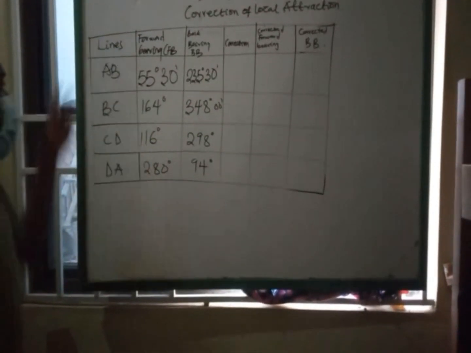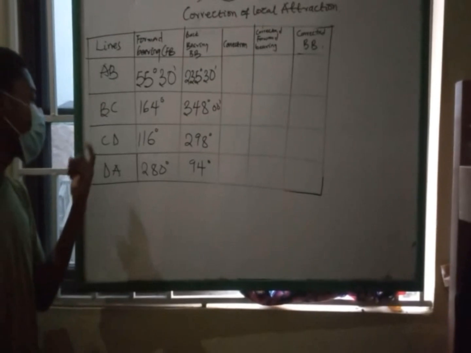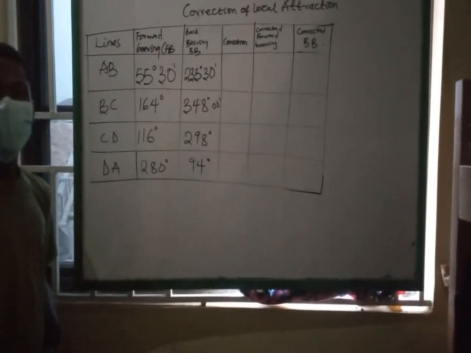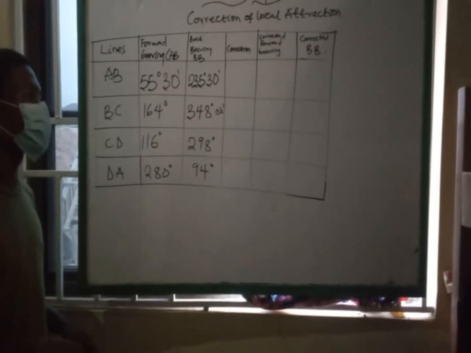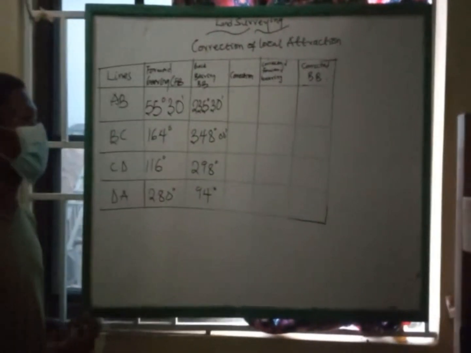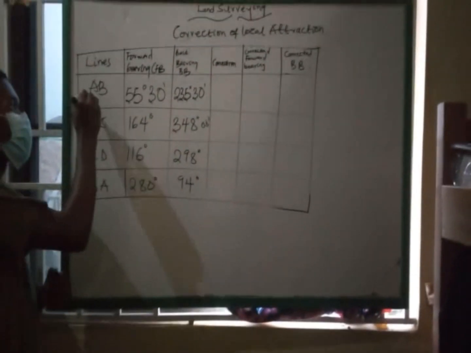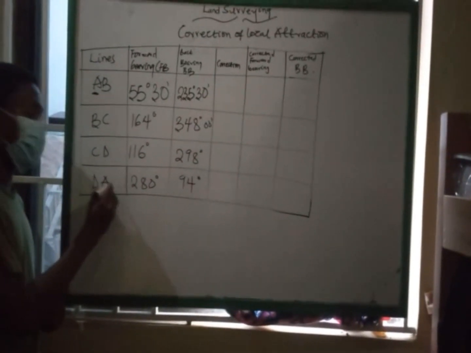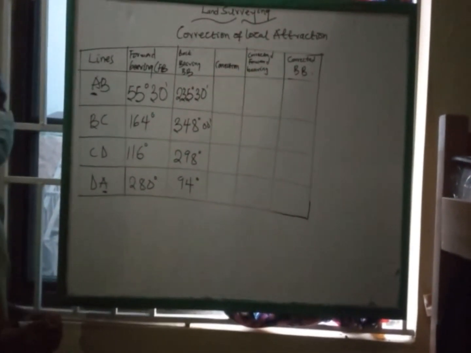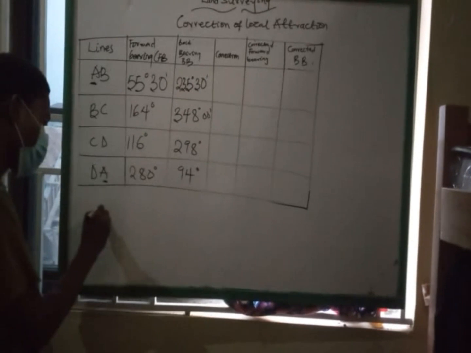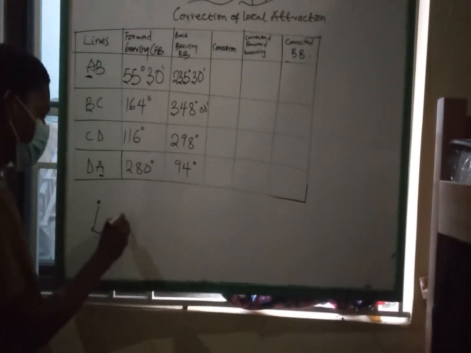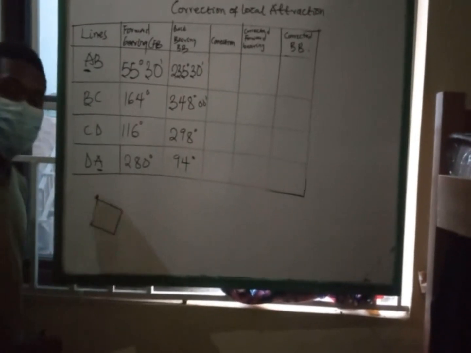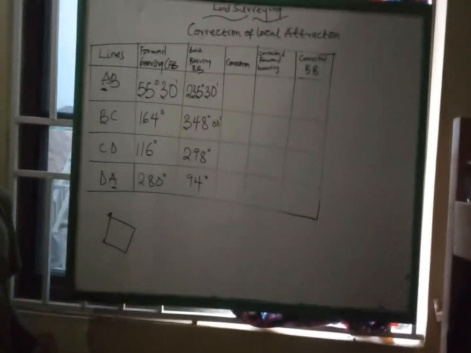So, looking at our lines, we have AB, BC, CD, and DA. This shows a closed traverse, and the reason why we are calling it a closed traverse is because we started from the point A and we are ending at the point A. So it looks like starting from here, going to B, going to C, then to D, and back to A. So it becomes a closed traverse. I hope you all get it.